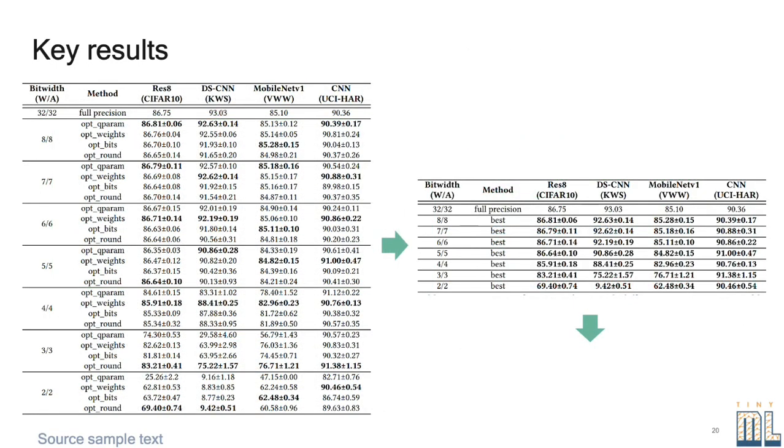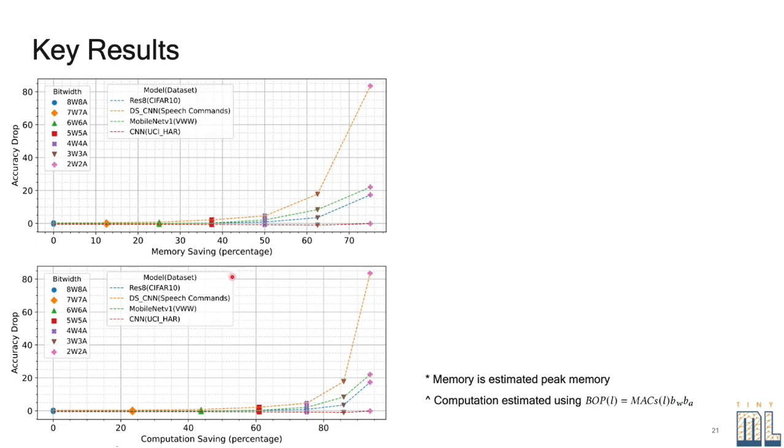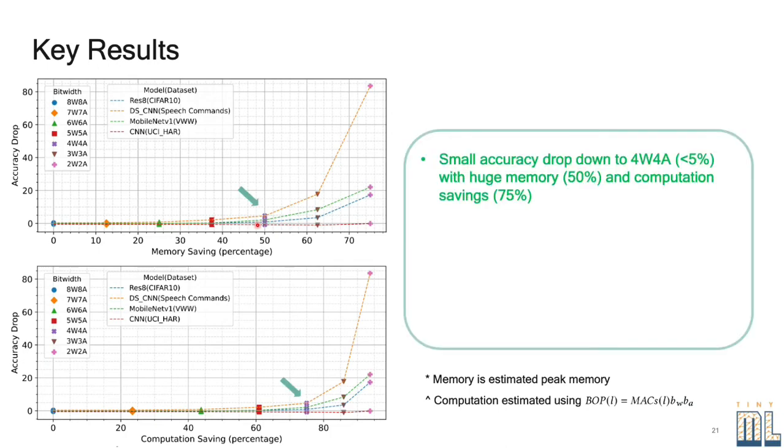If we take the best result for each model and each bit width, put them under this memory and computation saving view. Here, the x-axis is the memory saving or computation saving, and the y-axis is the accuracy drop compared to the full precision model. We use 8-bit quantization as a reference here. The lower the bit width, the more the memory and computation saving. We can see that 4-bit quantization is a sweet spot that has big memory and computation saving with small accuracy drop.